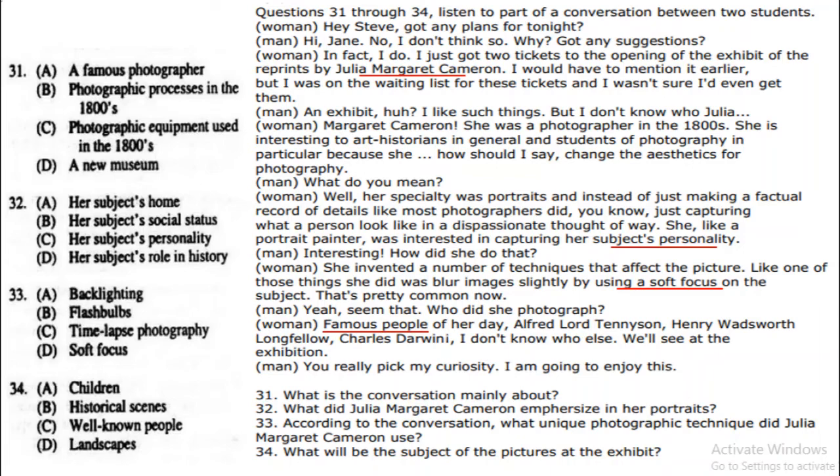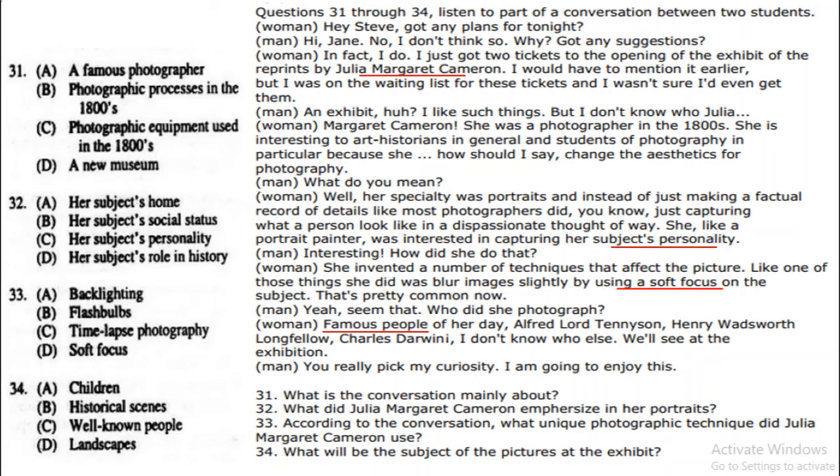Hey, Steve, got any plans for tonight? Hi, Jane. No, I don't think so. Why, got any suggestions? In fact, I do. I just got 2 tickets to the opening of an exhibit of reprints by Julia Margaret Cameron. I would have mentioned it earlier, but I was on a waiting list for these tickets, and I wasn't sure I'd even get them.